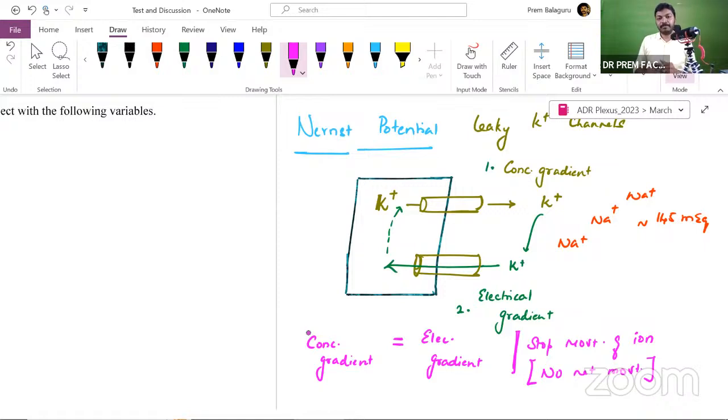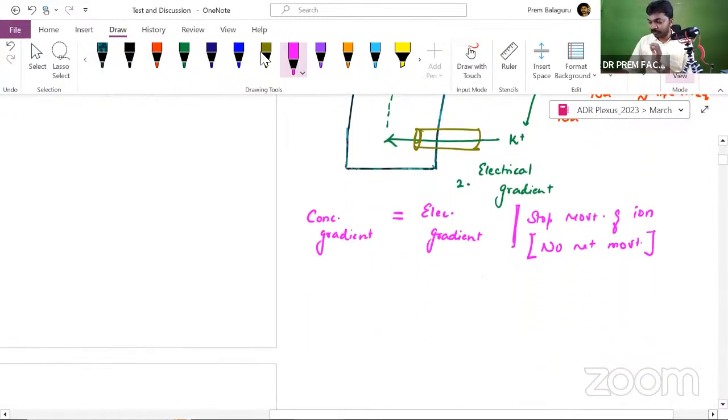So that potential of a cell, when you record it, if you stop movement of one particular ion, is going to be the Nernst potential of that ion for that cell. So doctors, please remember, Nernst potential is not for RMP calculation. It is an experimental situation where we actually stop movement of one ion and we measure the potential inside the cell.